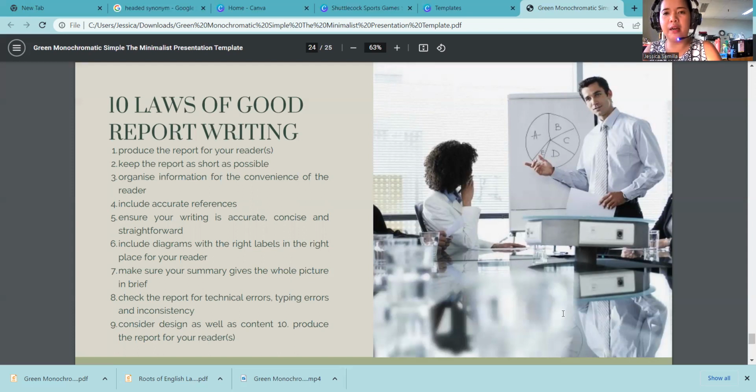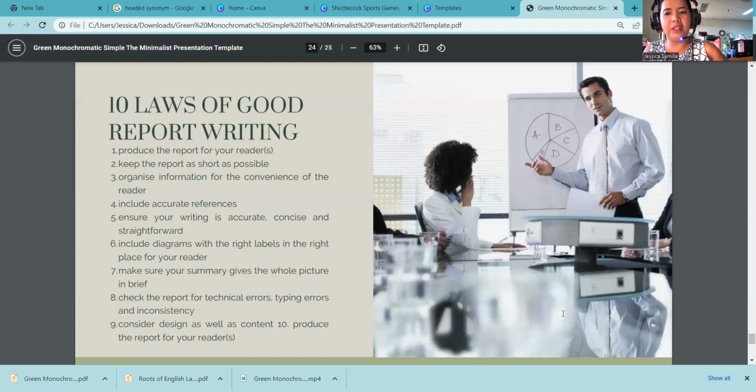Next one is keep the report as short as possible, so that in just one sitting, the reader can easily understand what is presented in the technical report. Organize information for the convenience of the reader, and then you need to include accurate references so that your technical report is valid, credible, and reliable. Ensure your writing is accurate, concise, and straightforward. Include diagrams also with the right labels in the right place for your reader.